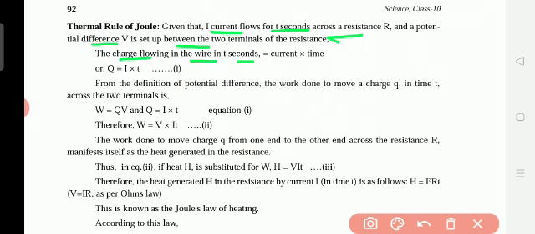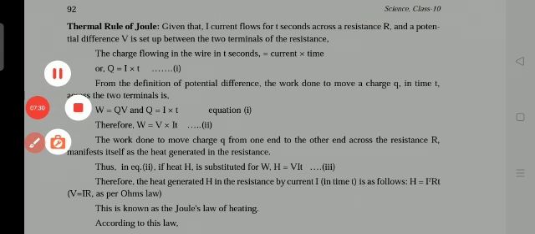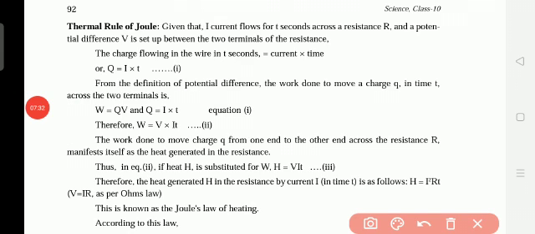When the charge flows in a wire, positive and negative charges, when they flow in the wire, so automatically it is the electricity. The flow of charges is the electric current. Okay, so for some time, so current into time. Okay, so Q means what? Charges. So Q means charges, I means current, and T means time. So that is why Q is equal to I into T.